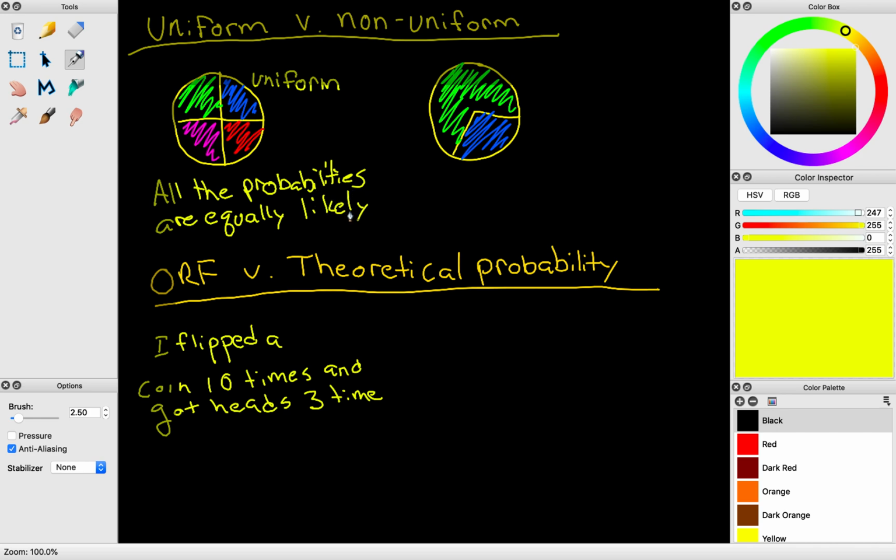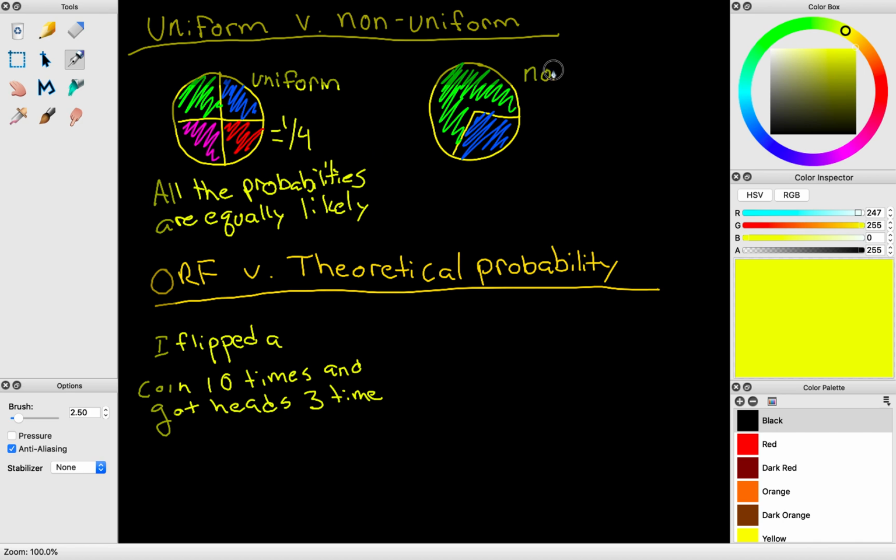That basically means, look at this spinner right here. We have 4 equal sections, right? Each of these sections would have a 25% likelihood of our spinner landing on it: green, blue, red, and pink. All of our probabilities are equal to about 1/4 or 25%. So we would say this is an example of a uniform probability because the probabilities are equally likely.